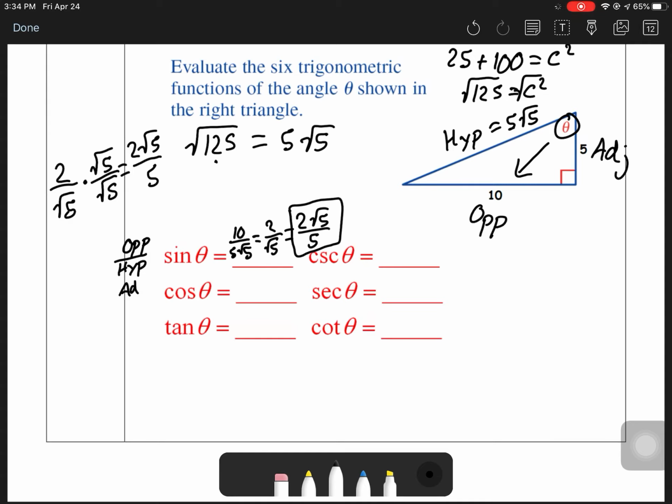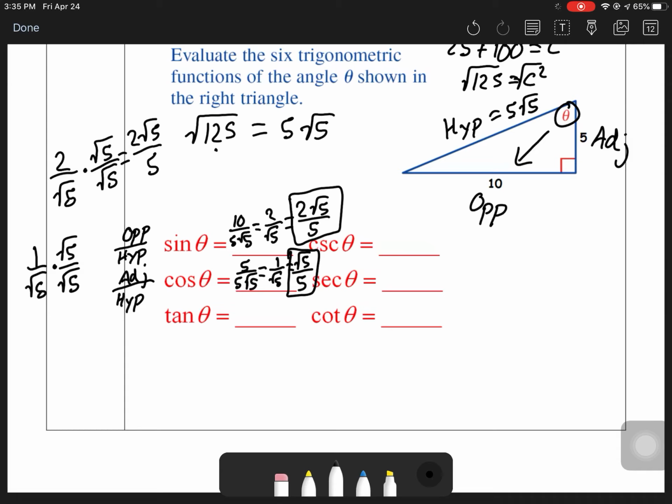Cosine is adjacent over hypotenuse. So the adjacent, now we have 5 over 5 square root of 5. And 5 square root of 5, this would reduce to 1 over the square root of 5. But again, can't have the radical on the bottom. So we would have 1 over the square root of 5. We would multiply that by the square root of 5. Square root of 5 goes to the top, and we got 5 on the bottom. So this is our final answer for the cosine. I wish I would have left a little more room.